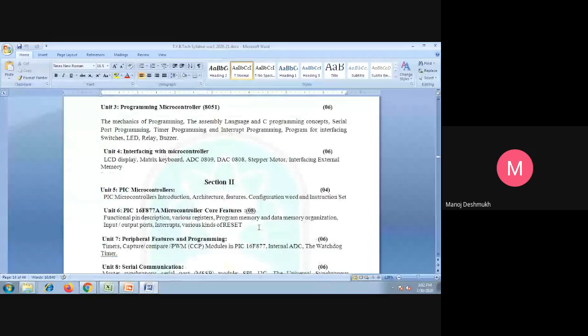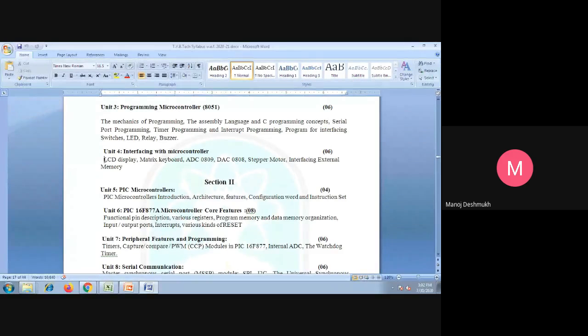Okay. So just interfacing with microcontroller. Here we are considering only 8051. So interfacing is related to 8051 only. That is, we are discussing section 1, and section 1 basically deals with the 8051 microcontroller. And after this unit or this chapter, we will proceed to PIC microcontrollers in section 2. Okay. So write down the syllabus for that.